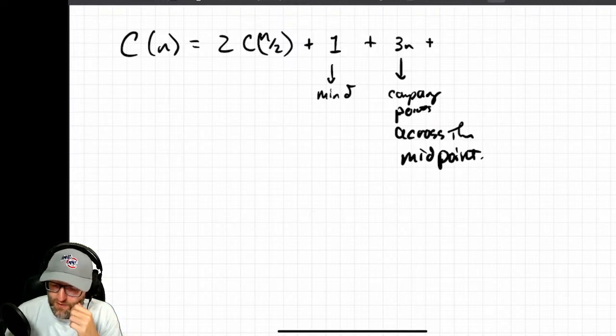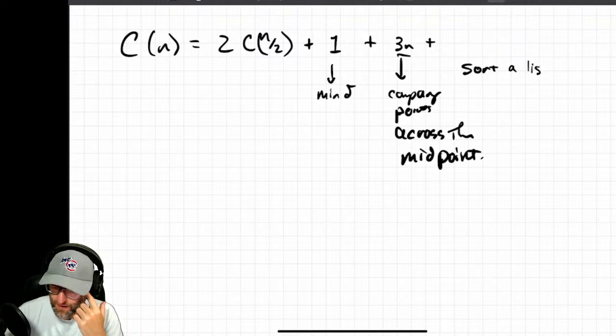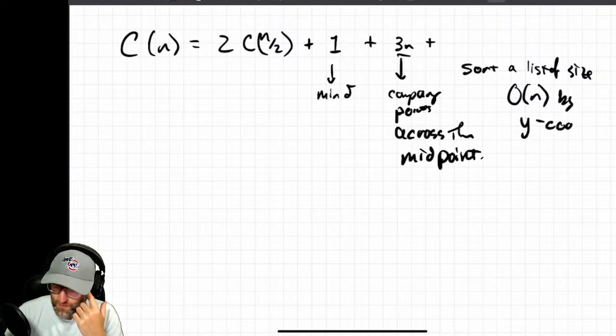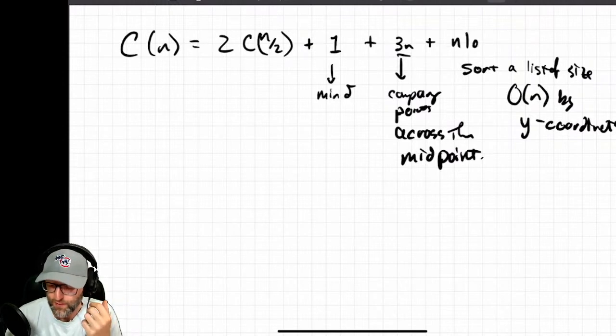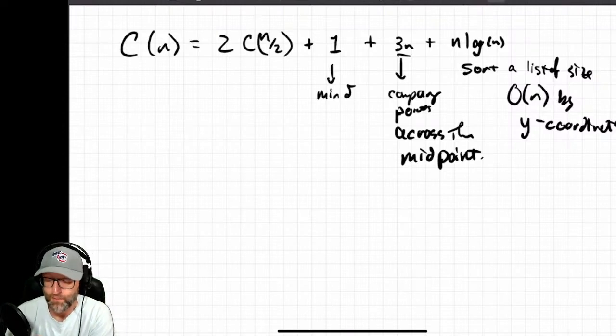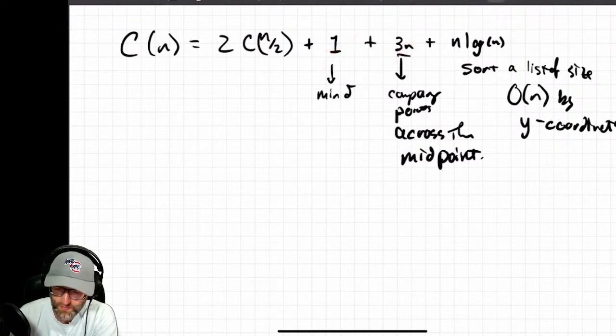But now we've introduced additional work here. In order to make that efficient, we have to sort a list of size order n by their y coordinates. So in other words, we'll just bring the best sorting algorithm that we know to bear: merge sort, quick sort, tim sort, whatever. That's going to be order n log n, right? At that point, we can go ahead and ignore these 2 lower order terms.